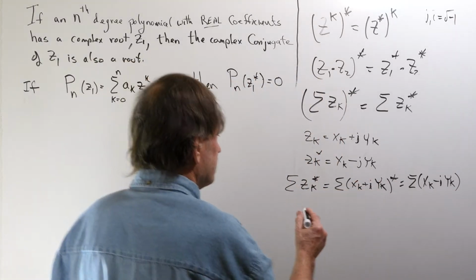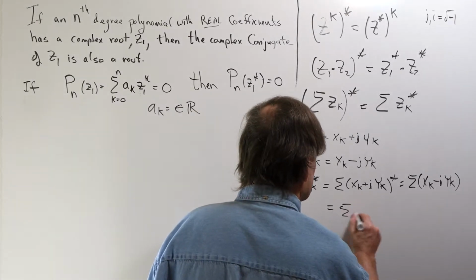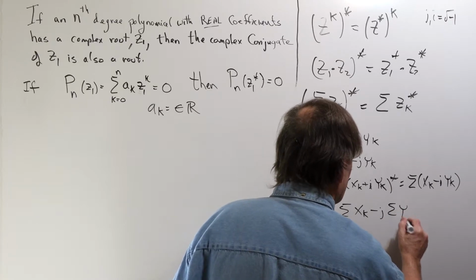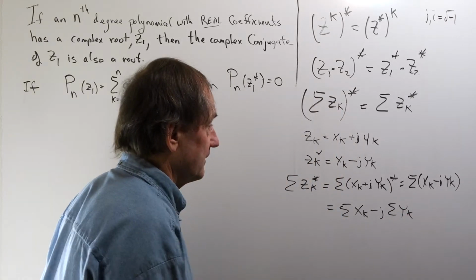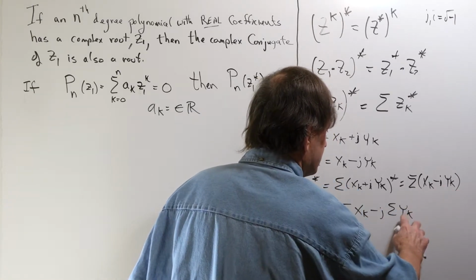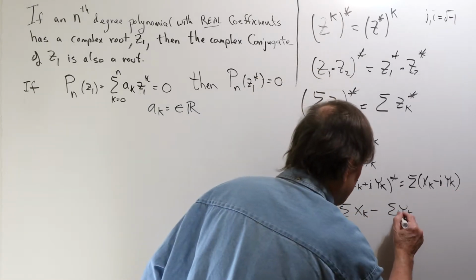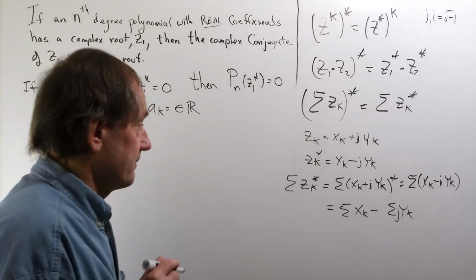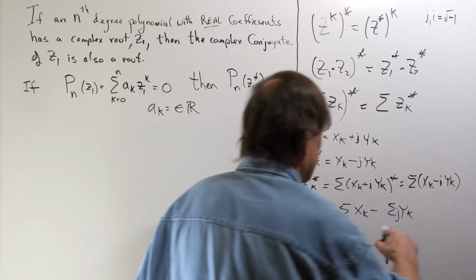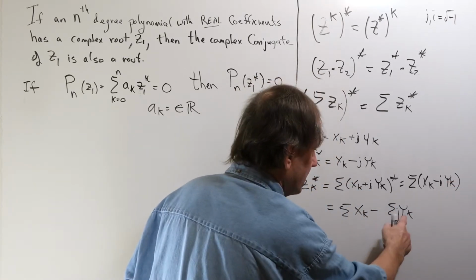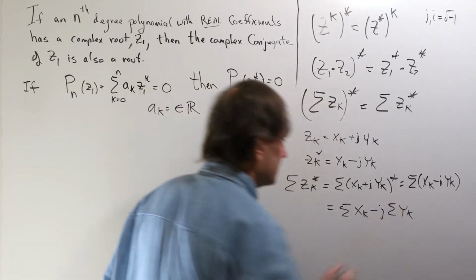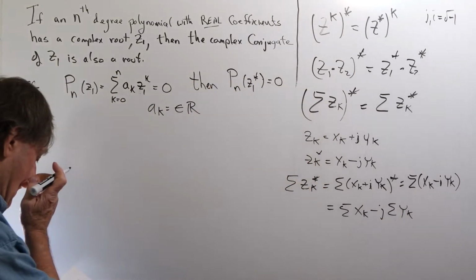Now I can split the two sums up. This is the sum of xk minus j times the sum of yk's. The j's are constant in each of these. Well, let's just do it in this step first. We have the sum of the minus jyk's, but I can pull the j out because it's a constant with respect to the summation. So I'll write it that fashion.